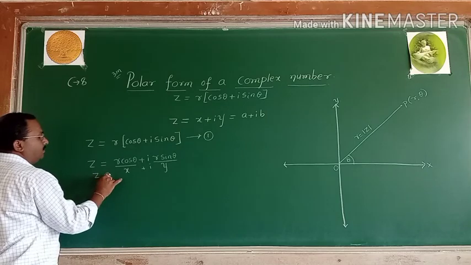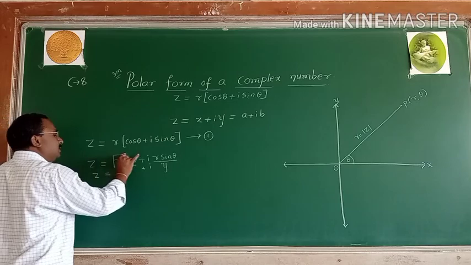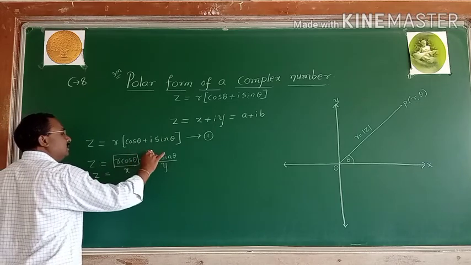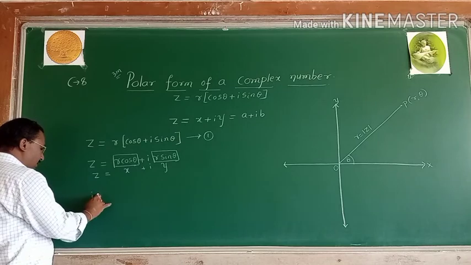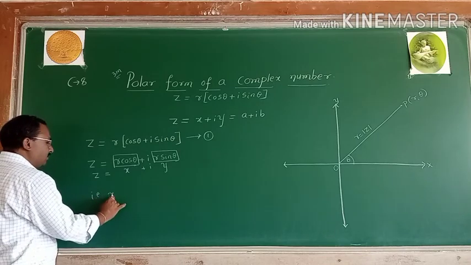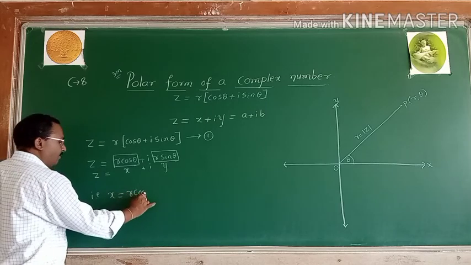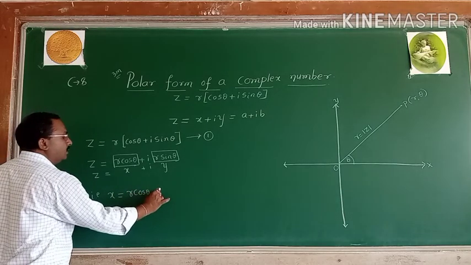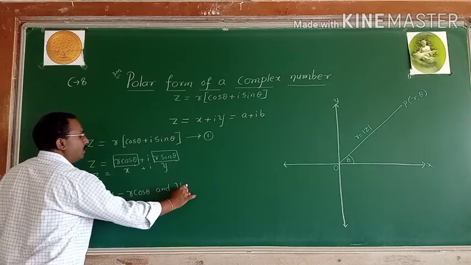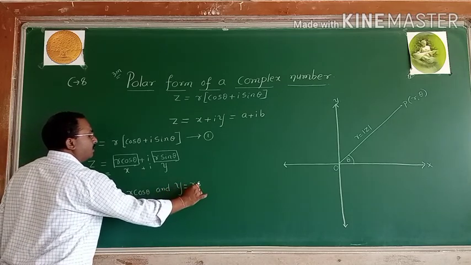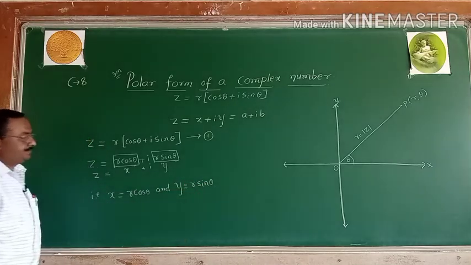Z is equal to... Here this represents x, this represents y. That is, x is equal to r cos theta and y is equal to r sin theta.